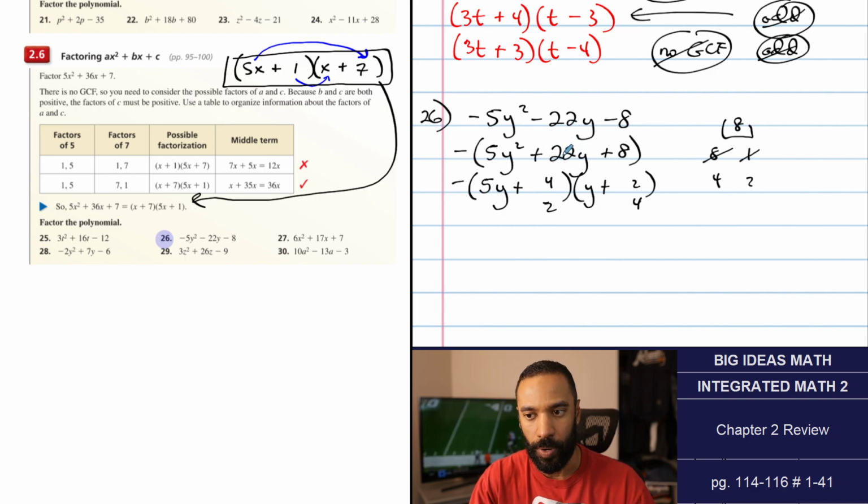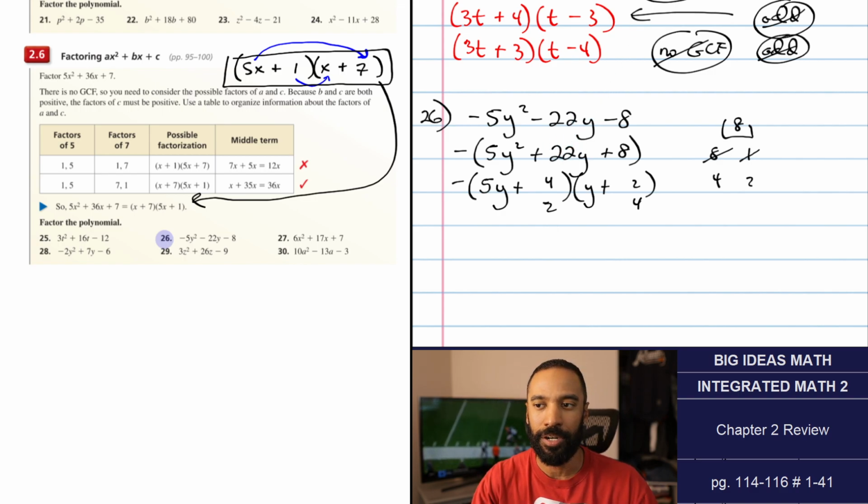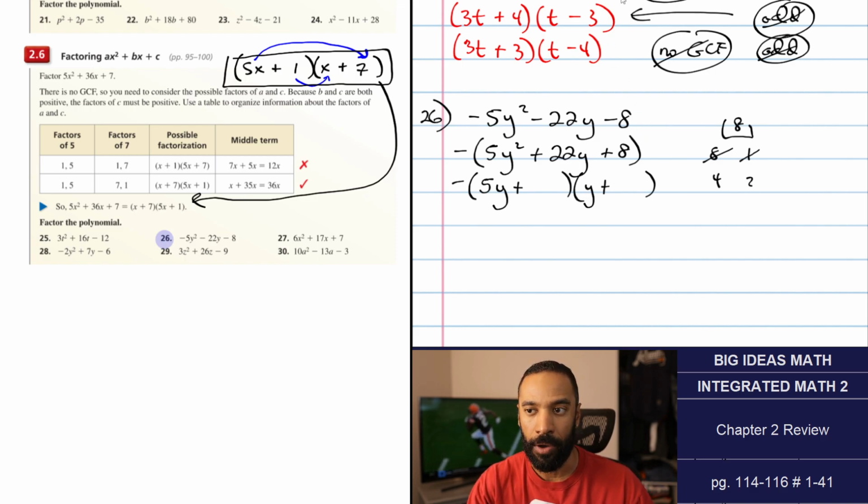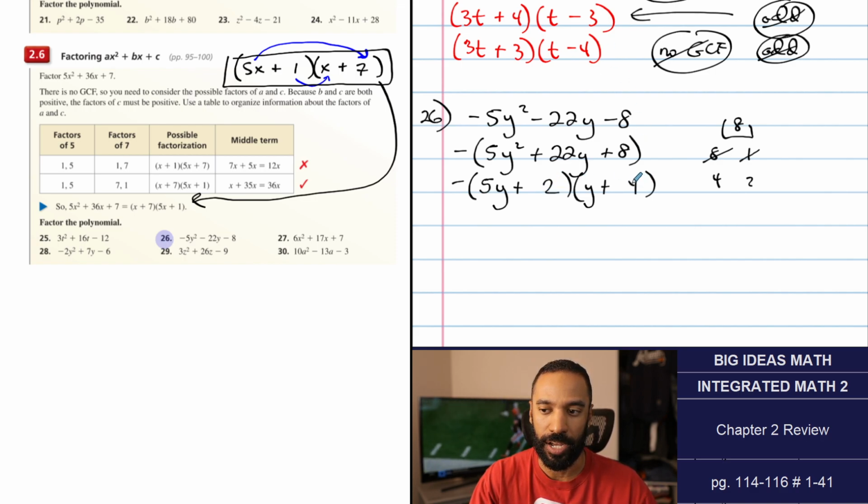But knowing I need to get to 22, I probably want to get bigger first. So 5 times 2 might not fit the bill. I might have to multiply the 5 with the 4. That's my first test and what I want to do. You can choose either or. It's not going to take too long.